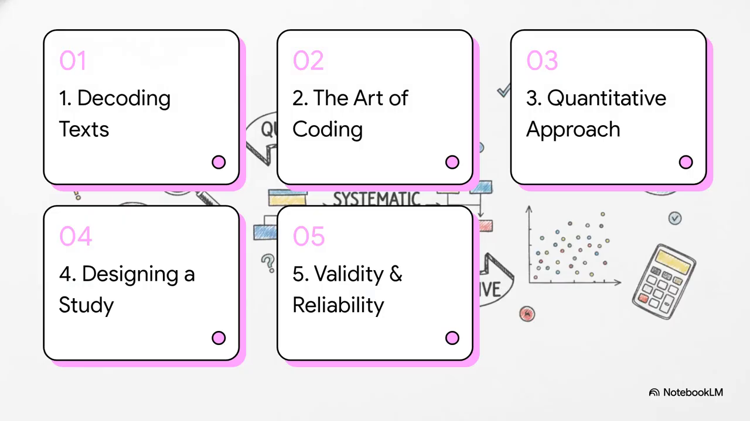Okay, let's just quickly run through our roadmap for today. Number 1, decoding texts, content analysis. 2, the art of coding. 3, the quantitative research approach. 4, designing a quantitative study. And finally, number 5, ensuring validity and reliability.